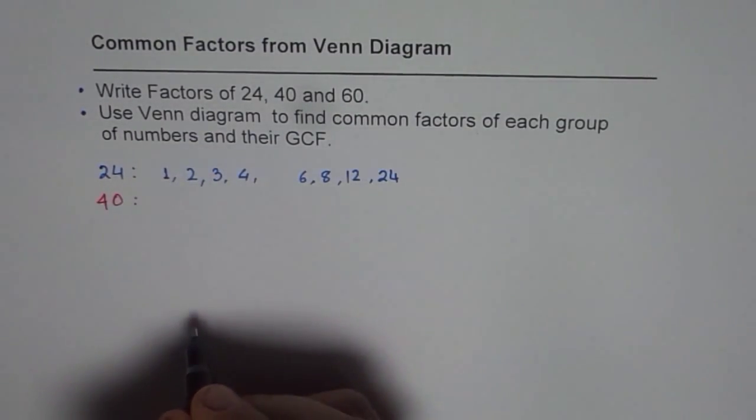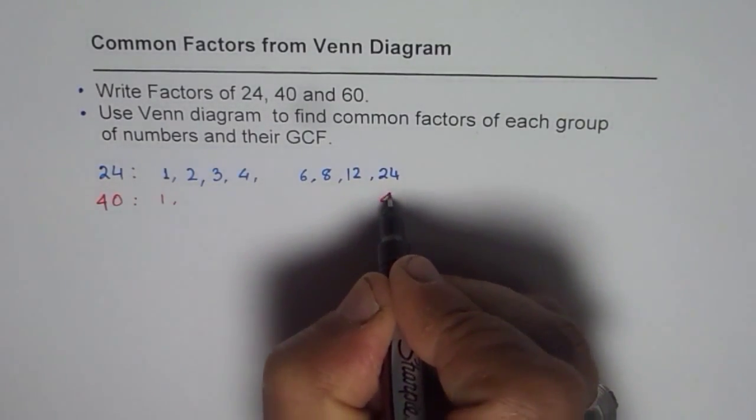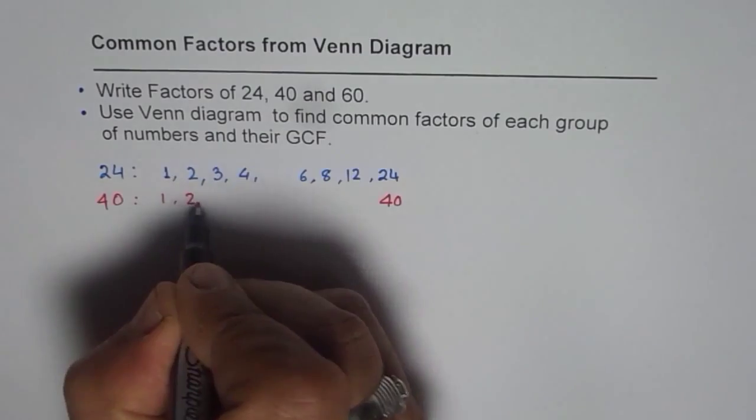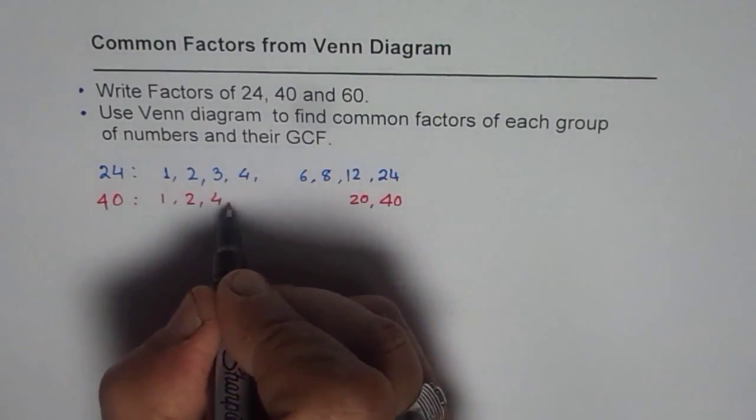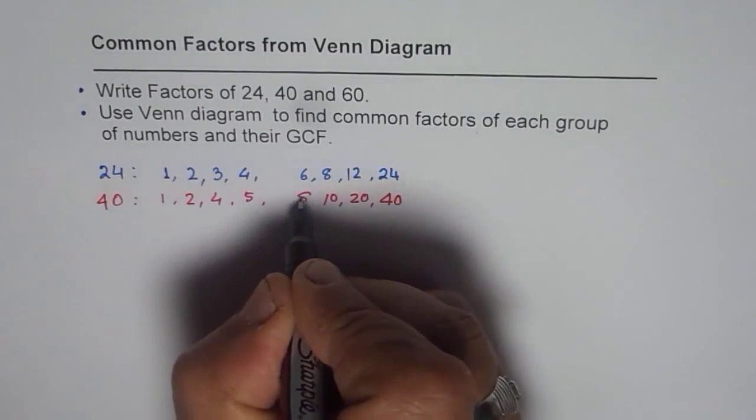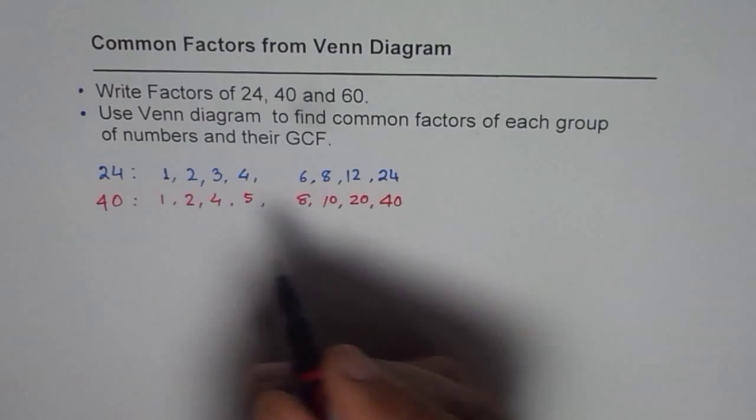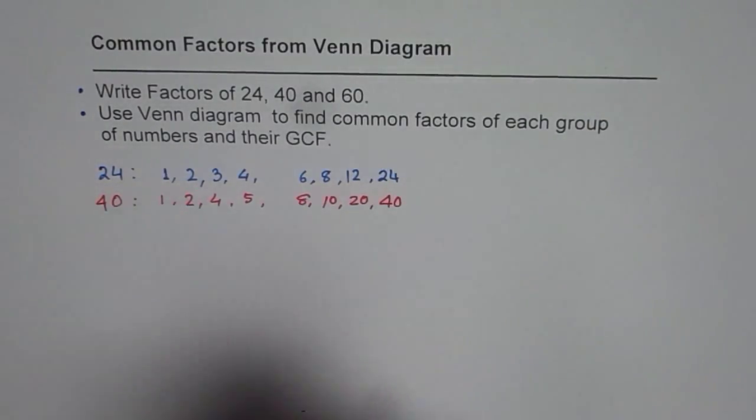For 40, we have 1 times, so always start with 1, right? 1 times 40. Okay. How about 2? 2 times 20. 3 doesn't go, but 4 times 10. Okay. 5 times 8. So 6 doesn't go, then 8 times 5, so that is it. Okay. So we have got 40 also. Now let us write down factors for 60.